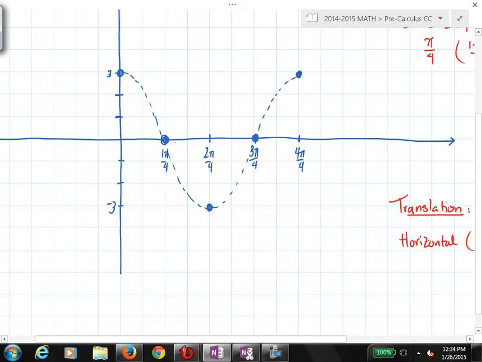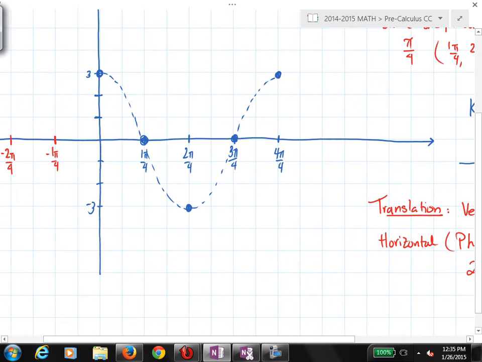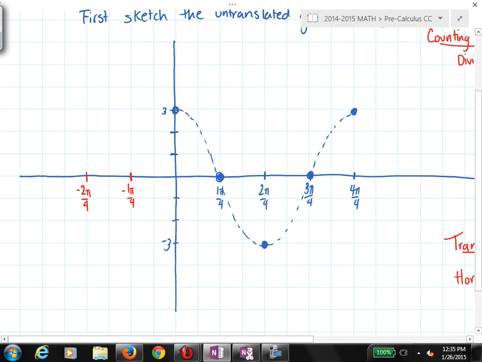So I need to translate each one of these 2 markers in both directions. So I have to create other markers like negative 1 pi over 4, negative 2 pi over 4. Now be careful here that you just keep everything to scale. All right, so I'm going to apply both the horizontal and the vertical translation. The vertical translation was up 2 units, so I need to create 2 more markers up 2 units.